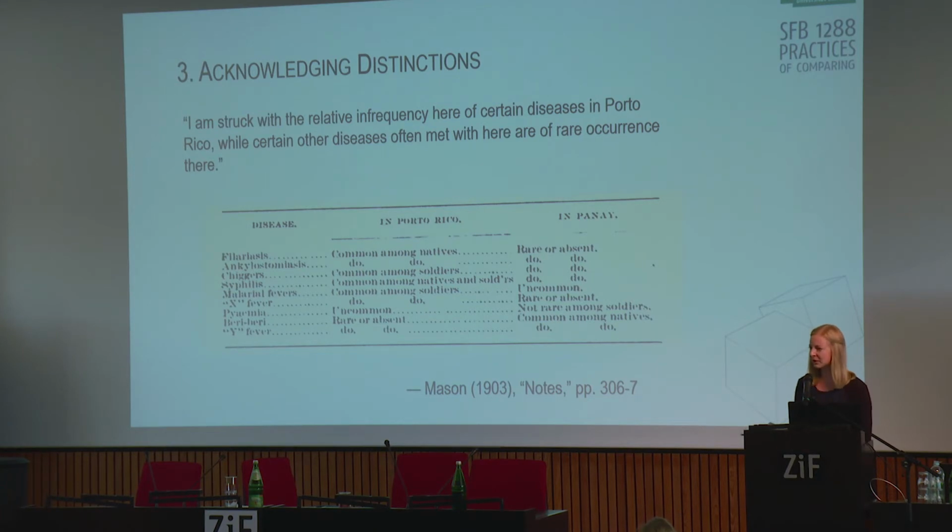Note how he elaborates on how he was, and I quote here, "struck with the relative infrequency here," that's in Panay, the Philippines, "of certain diseases common in Puerto Rico, while certain other diseases often met with here were of rare occurrence there." He even illustrates this point with the help of a chart, which I hope you can at least guess what it says, which compares the occurrence of several diseases in the two islands.